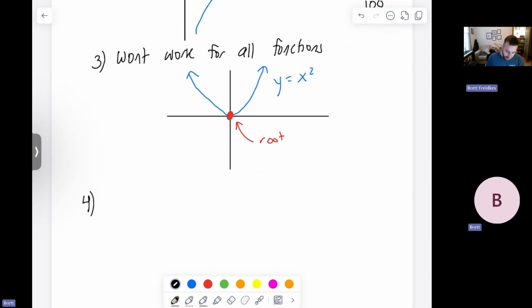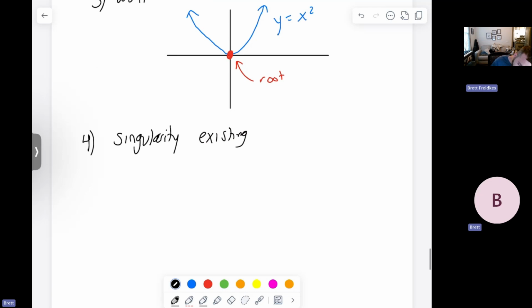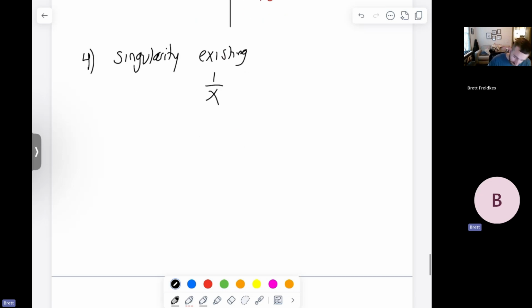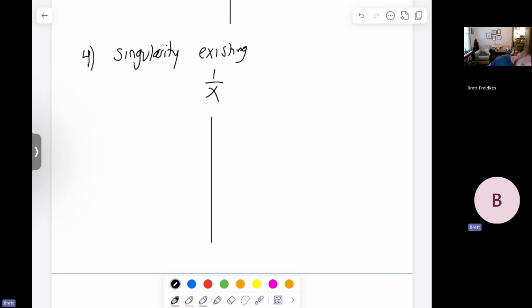And the last issue that's a problem is if you have a singularity existing. When I say singularity, I mean something like 1 over x, where if x is 0, that's a problem. Why is that? This function 1 over x never touches the x-axis. It never touches the x-axis. Will you let me draw, please? Okay. 1 over x looks something like this. If I plug in very low x, we go towards infinity. And very big x, we approach 0.